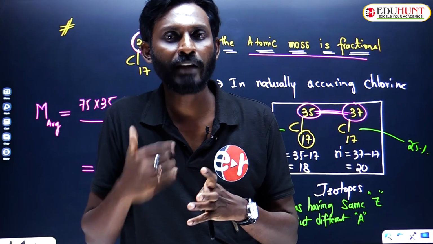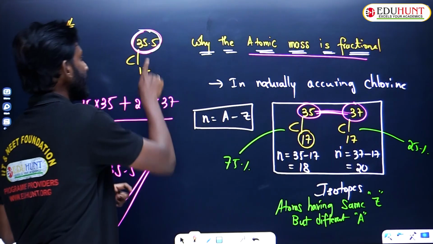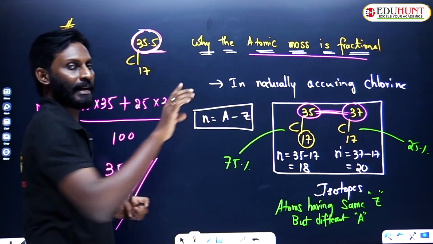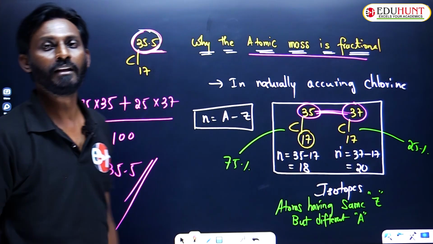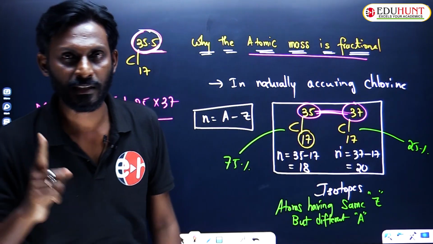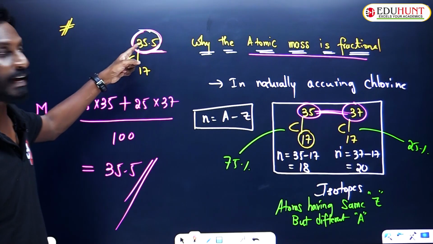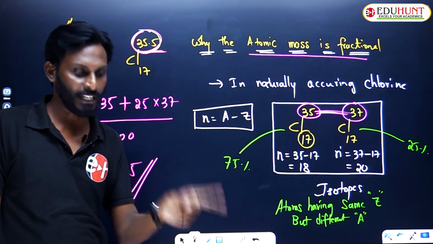While you are doing that, you will come across certain fractional values, and at that time you may get the doubt why the atomic mass is fractional. That's why I made this video. Atomic mass is fractional because this is the average atomic mass of the isotopes of that particular element.